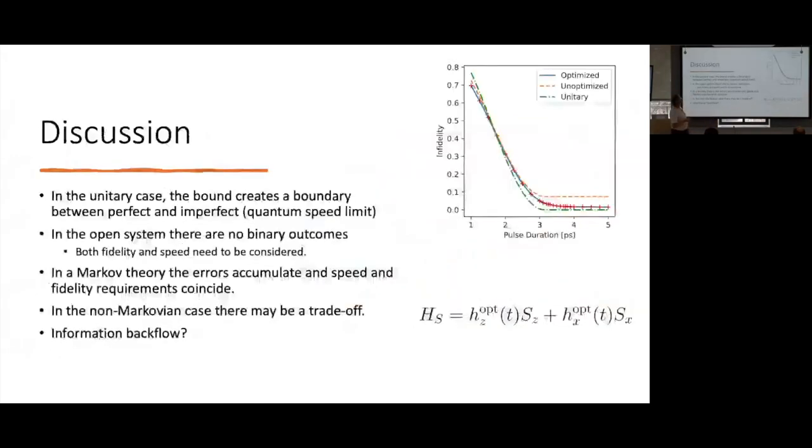So here, unlike the unitary case, where you have a simple speed limit, it's either perfect or imperfect, you've got speed and fidelity to think about. And unlike a Markovian case, speed and fidelity compete. So if you want higher fidelity, you can get it by going slower.